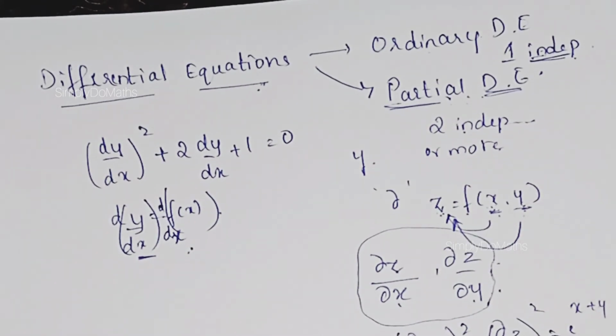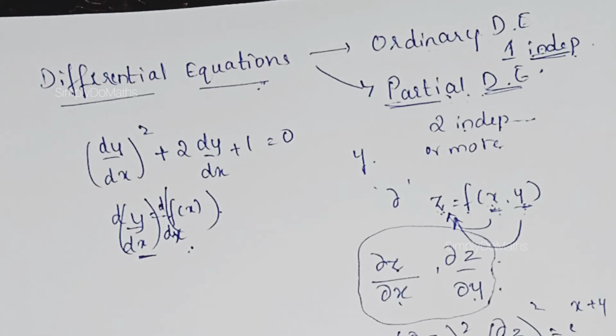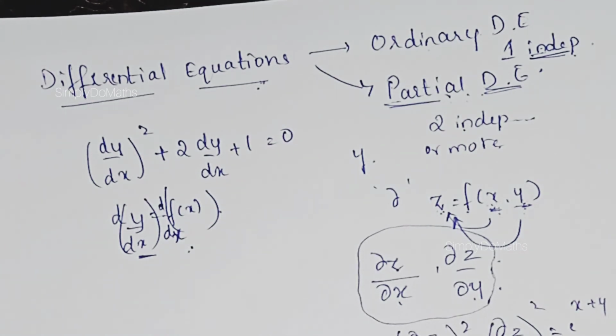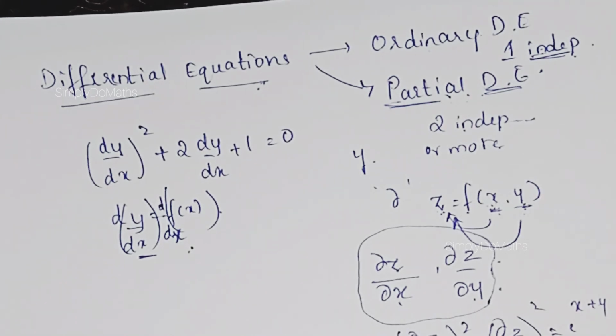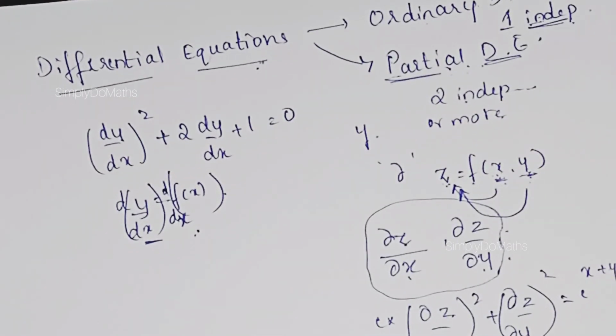Keep that in mind. If you are finding the value of dou z by dou x, then you need to keep the other independent variable y constant while differentiating. Again, if you are differentiating with respect to y, the other independent variable x should be kept constant. So that is the rule.